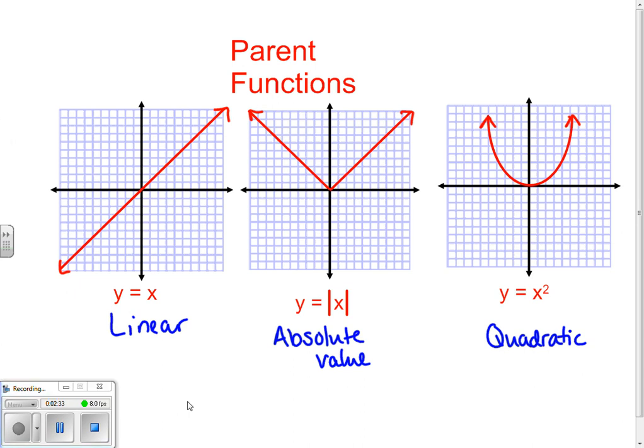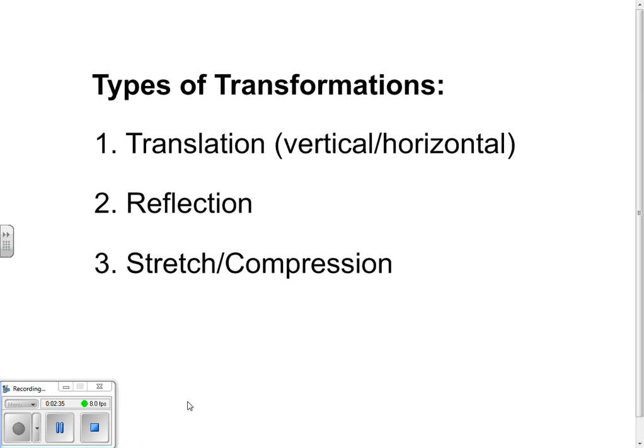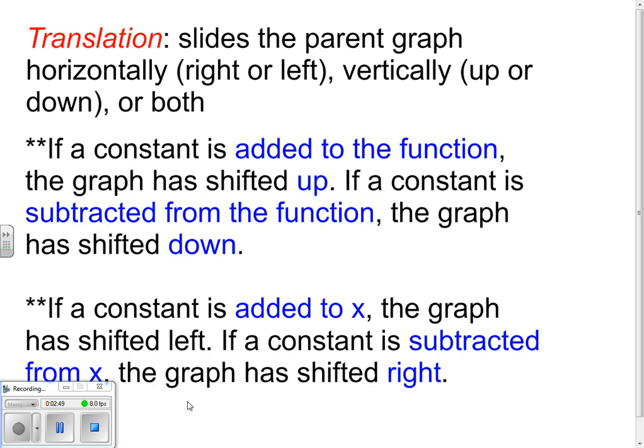Every x squared equation is a quadratic. There are 3 types of transformations. We'll look at the first one today. That's a translation. A translation is a slide left, right, up, or down. The other 2 are reflections, stretches, and compressions, which will come in day 2 of section 6. A translation slides the parent graph right or left, or up or down. Or it could do a combination of both, like we looked at a little bit earlier on that graph.